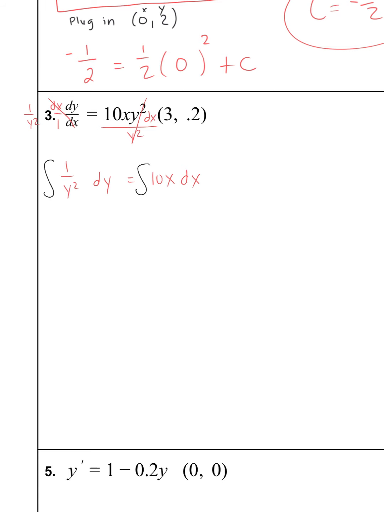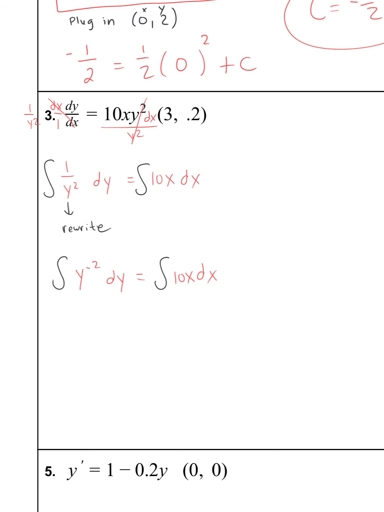Before we can integrate the left, we have to rewrite that because we don't know how to take the antiderivative of a fraction. But just like we did before, we can move this upstairs, and that becomes y to the negative 2 dy, and the right stays the same. Okay, hopefully you got all that. All right, now we're ready to take the antiderivatives.